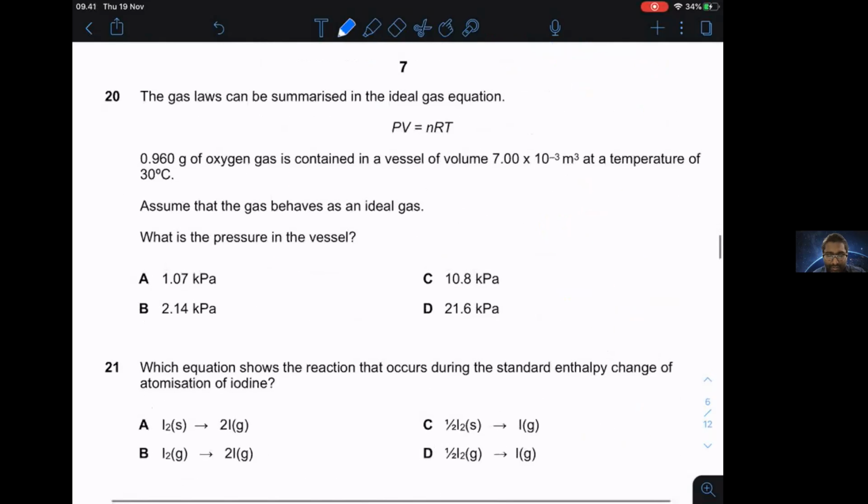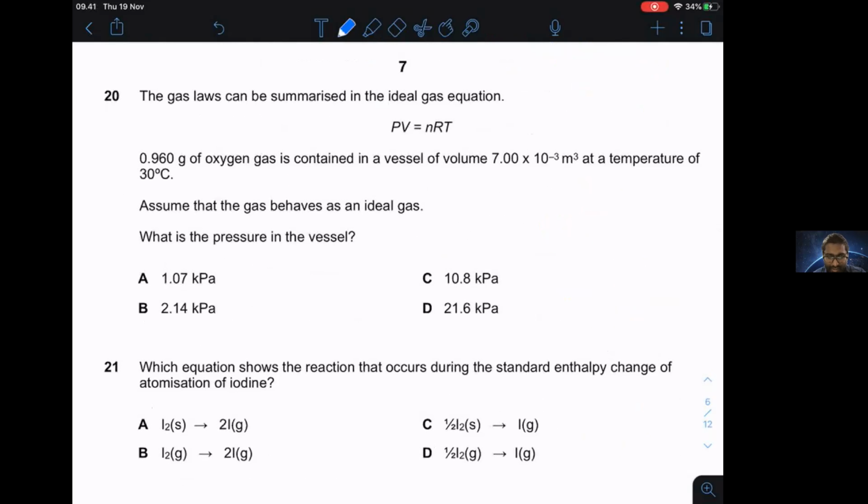Next question. So you have PV equals nRT, the ideal gas equation, and then certain information is given. So what we need to do is just use the formula. Okay, so we want the pressure. The volume is given in meter cube, so no need to convert. So you just put it in there.